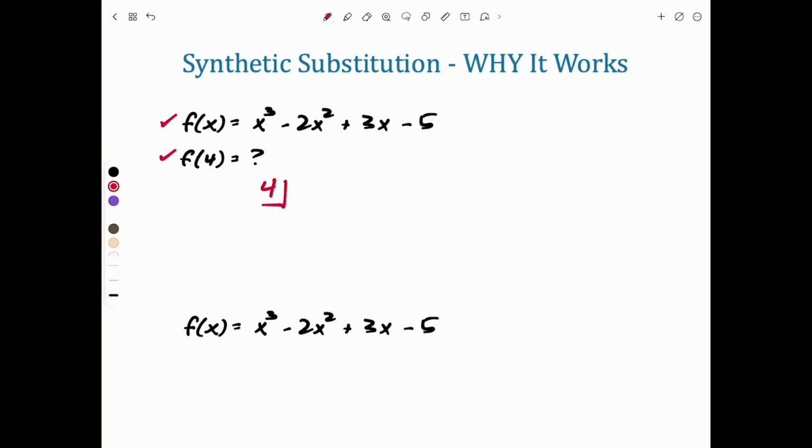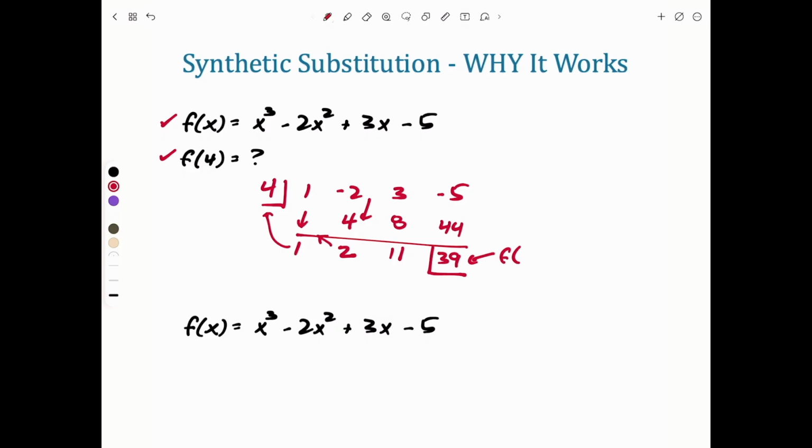We're supposed to write a 4 in the box and then write out our coefficients like so. The algorithm says you should take the 1 and drop it, and any number below the line gets multiplied by the number in the box and placed in the next available spot above the line. Then we continue to add and multiply, add and multiply until we get to the end. So f of 4 in this case is 39.